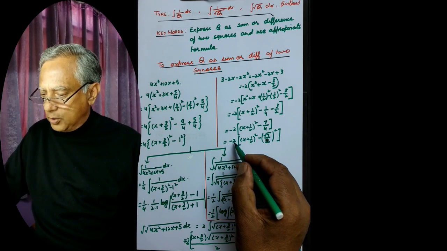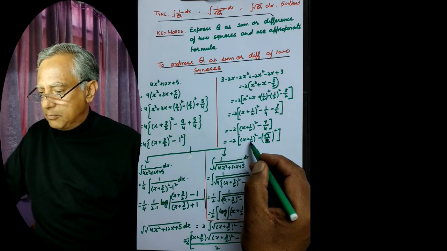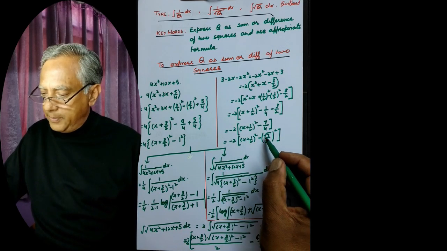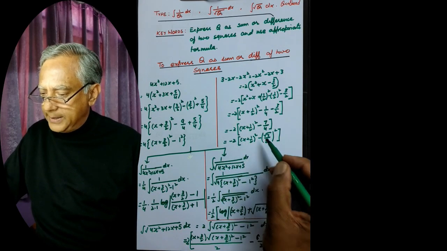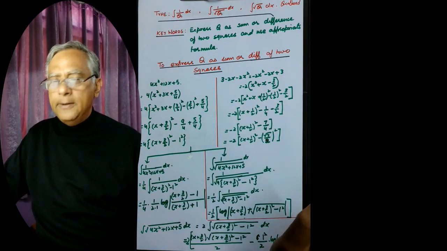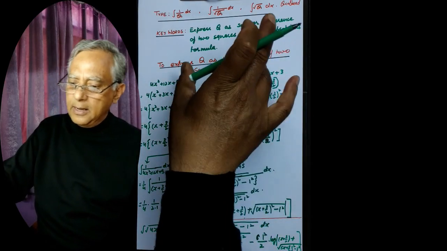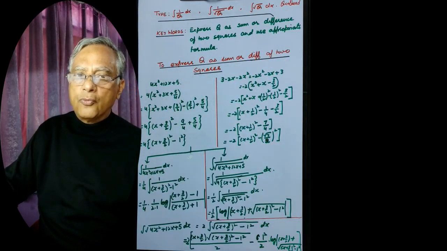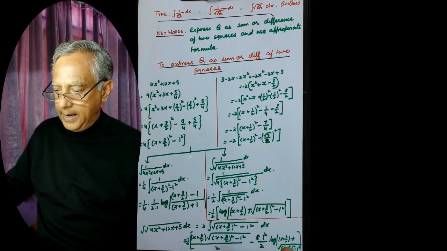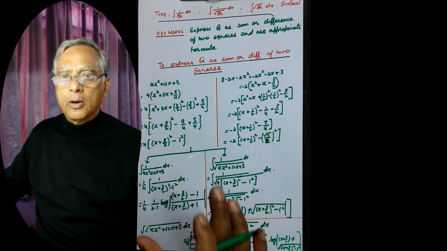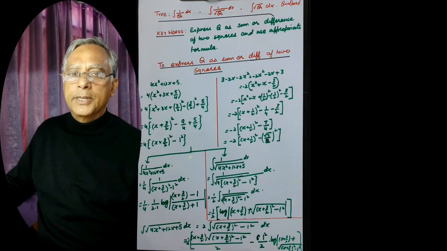In questions we will take this minus inside, and this will be root 7 by 2 whole square minus this, and use the appropriate formula. So this is how we express a quadratic as a sum or difference of two squares, and how to use the appropriate formula. Now I move on to the questions.